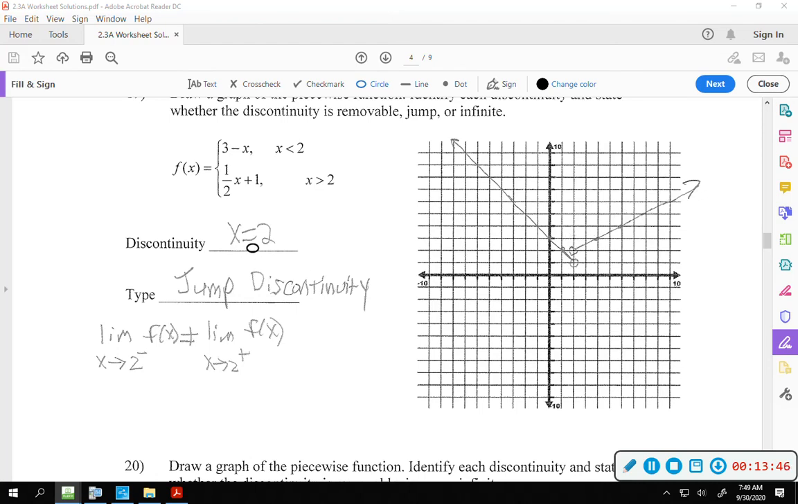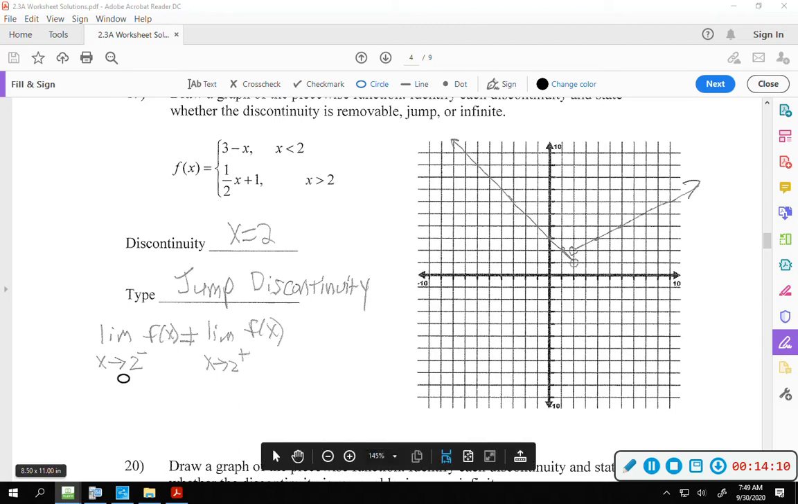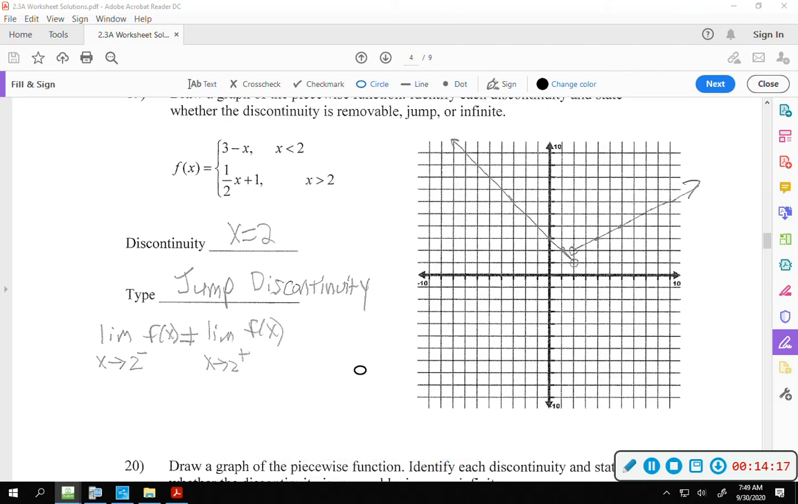So we have a discontinuity at x equals 2. It is a jump discontinuity because the limit as x approaches 2 from the left of f of x does not equal the limit as x approaches 2 from the right. The limit as x approaches 2 from the left of this function is 1, while the limit as x approaches 2 from the right of this function is 2. And as soon as the left-hand limit does not equal the right-hand limit, there is no limit. And you must have a limit before you can even consider continuity.